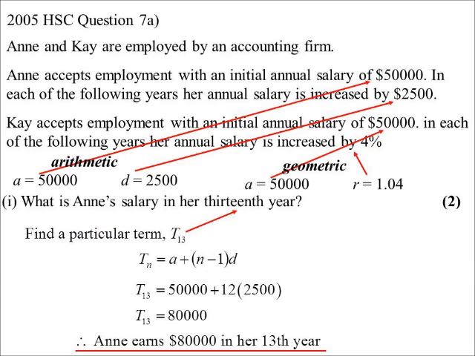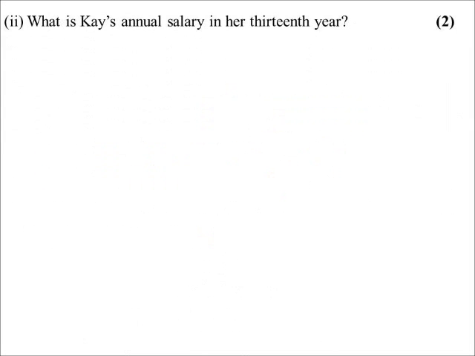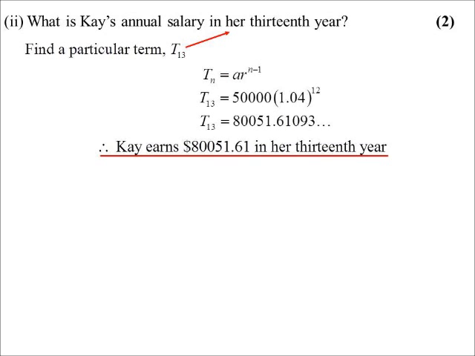So A plus N minus 1 D, subbing in, there's her salary in the 13th year. It's now $80,000. What about K? Who got the better deal? So now it's a geometric series. So A R to the N minus 1, so 50,000 times 1.04 to the power of 12, $80,051.61. K slightly, but she has got the better deal.